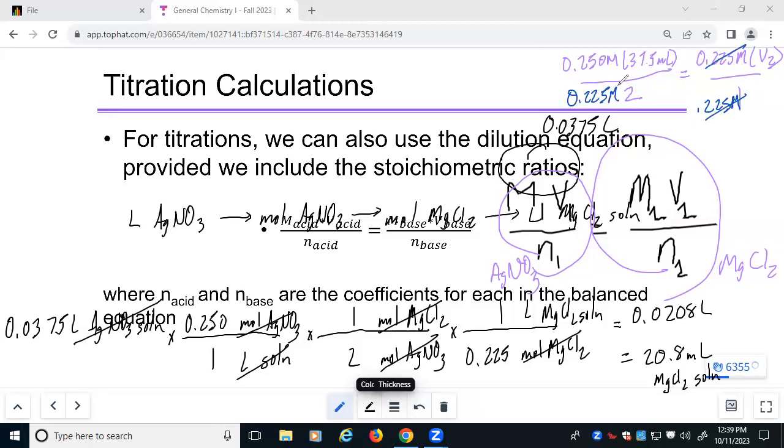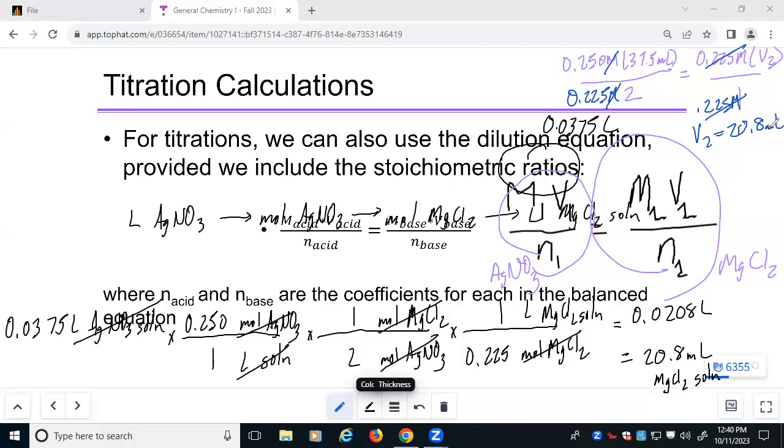All that cancels out. The molarities cancel out. What does my calculation look like? I'm multiplying 0.250 by 37.5. If I go to the stoichiometry, I multiply 0.250 by 37.5. And I'm dividing by 2 and 0.225. And here in the stoichiometry, I divide by 2 and 0.225. The net result is I'm going to get the same answer, 20.8 milliliters.